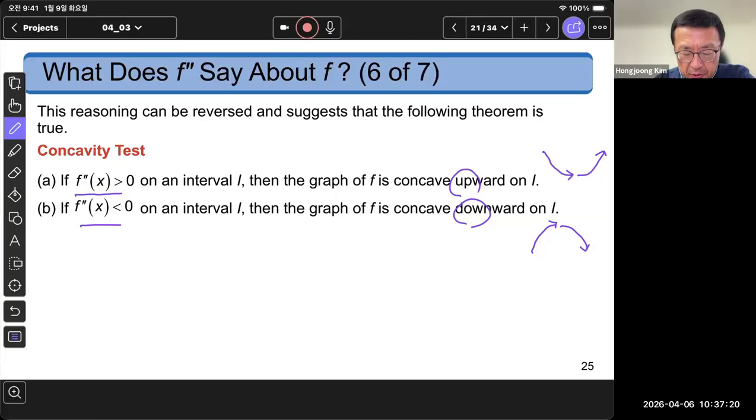Of course, you may consider the relative position between the tangents. Okay. So these two cases are concave upward because the actual graphs are above the tangents. Then the below two graphs are concave downward cases because the actual graphs are located below the tangents.